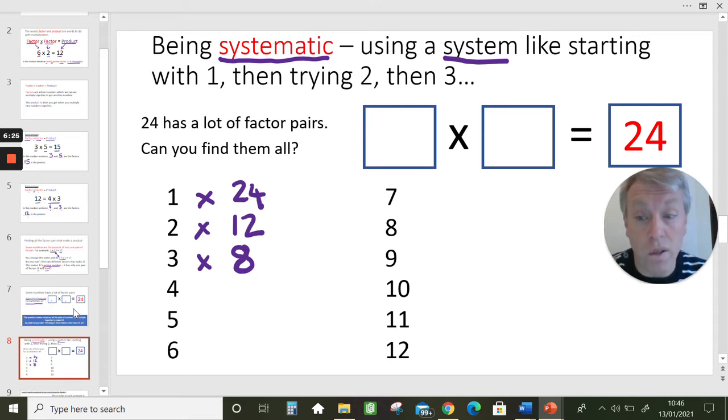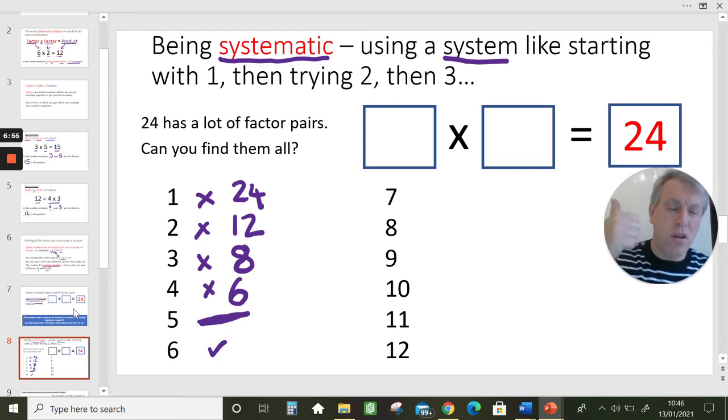Is it on the 4's? Yes, it is. 4 times 6. Is it on the 5's? No. All the numbers on the 5 times table end in 0 or 5, so 24 is not. I'm going to put a line there saying that's not. Is it on the 6's? Well, yes it is, but we've already done that, haven't we? 4 times 6. So I'm going to put a tick to say, yeah, it is, but we've already done it. Is it on the 7's? Well, 7, 14, 21, 28. No.